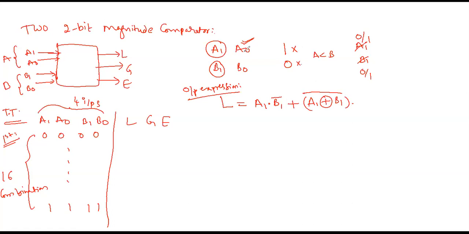Then we look for the A0 bit. In the A0 bit, we get A less than B if A0 is 0 and B0 is 1. So A0 bar, B0. In this case only, we will say the less than expression is equal to 1. Next, look for the greater. When we get the greater than expression equal to 1.